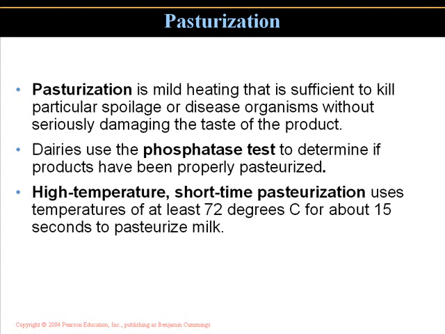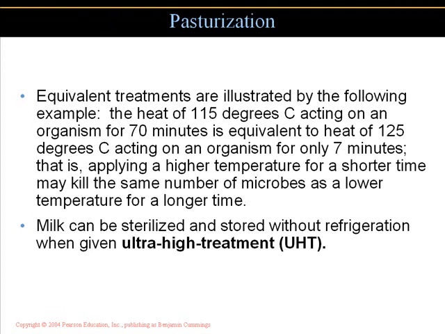High temperature, short time pasteurization uses temperatures of at least 72 degrees for about 15 seconds to pasteurize milk. This is a big procedure that's done now, and the milk just kind of rolls down a tube, and the tube is heated, and the milk is exposed to that temperature for that period of time, and you don't have to slow down the production of milk into containers.